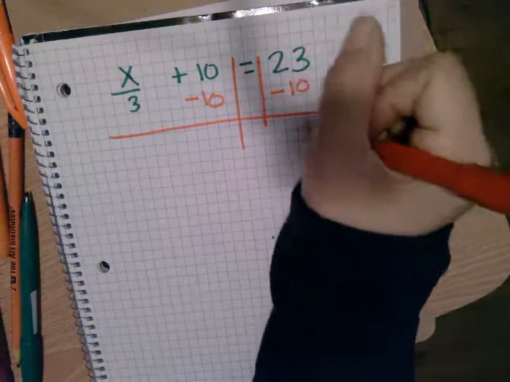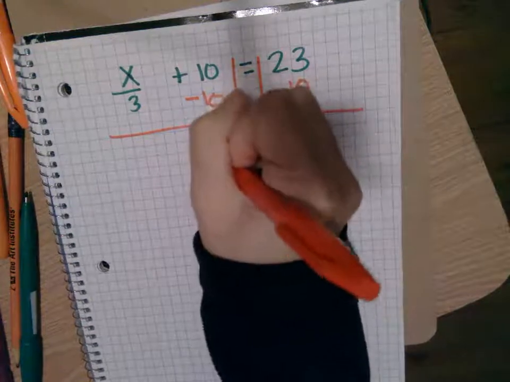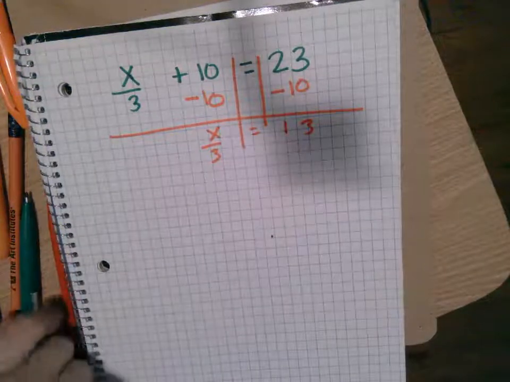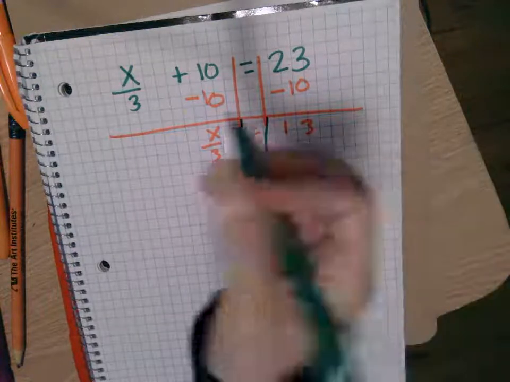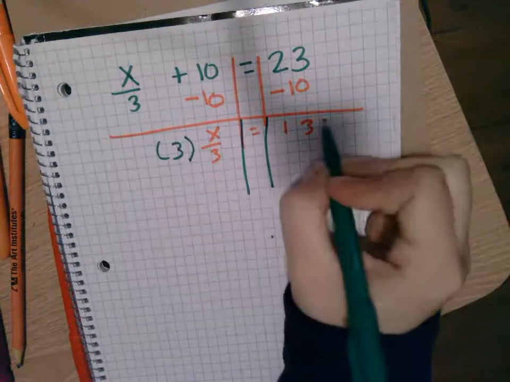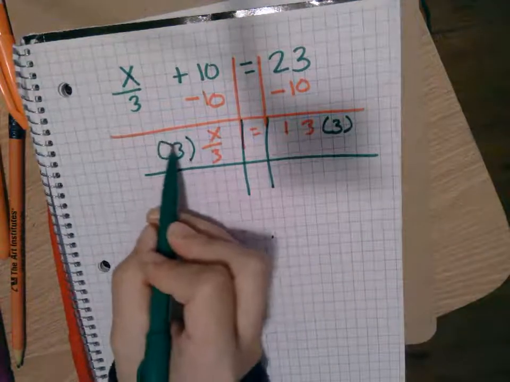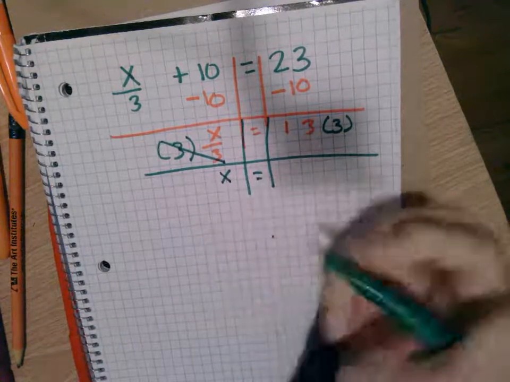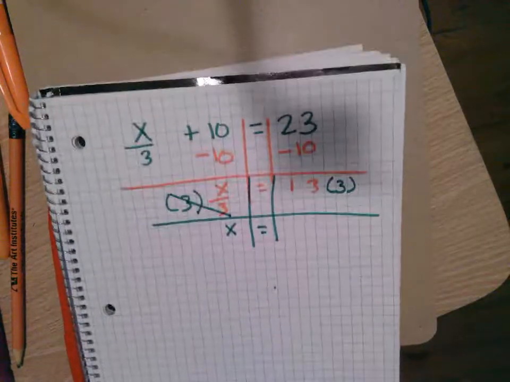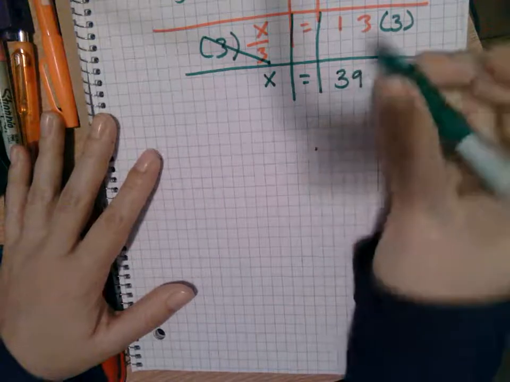23 minus 10 is 13 equals x over 3. How do I move this 3 right there? What do I have to do mathematically? Times 3 on both sides. What happens here? It gets eliminated, and I'm left with x all by itself. And on the other side, I got to do the math. 39. Done.